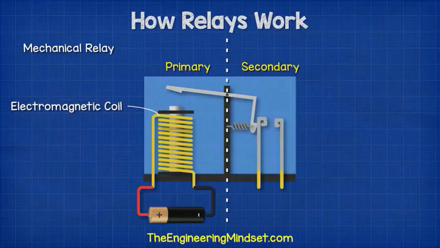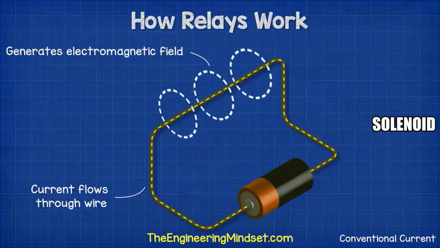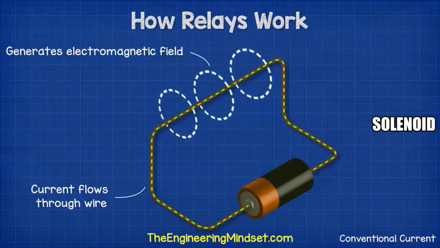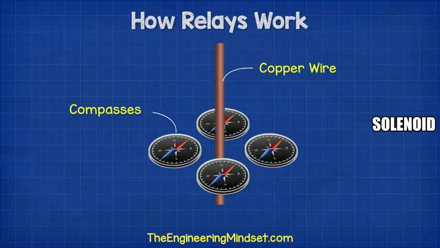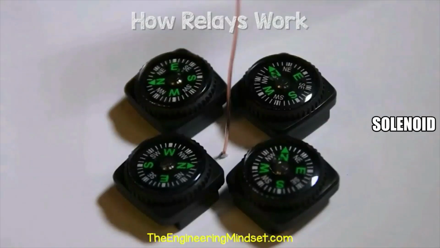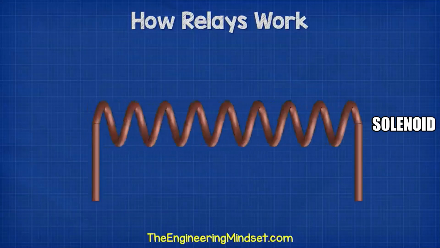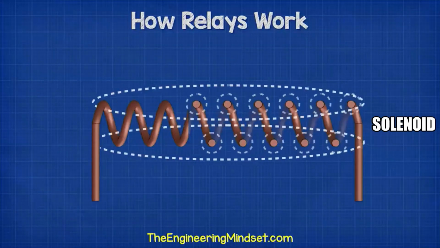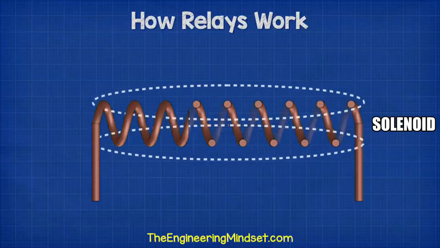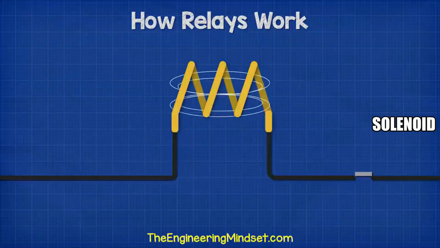On the primary side, we find an electromagnetic coil. This is the coil of wire which generates a magnetic field when current passes through it. When electricity passes through a wire, it creates an electromagnetic field. We can see that by placing compasses around the wire. When we pass a current through the wire, the compasses change direction to align with the electromagnetic field. When we wrap the wire into a coil, the magnetic field of each wire combines together to form a larger, stronger magnetic field. We can control this magnetic field by simply controlling the current.